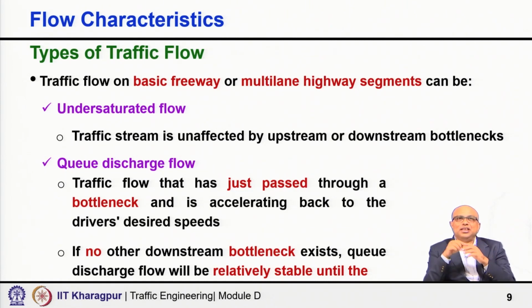So, what I am saying is there is no other downstream bottleneck, and if so, the queue discharge flow will be relatively stable till the time the original demand approaching through section A is lower than the capacity of section B, and till the time the whole accumulated vehicles are discharged and the forced flow condition vanishes completely. Till that time you will get a relatively stable discharge.